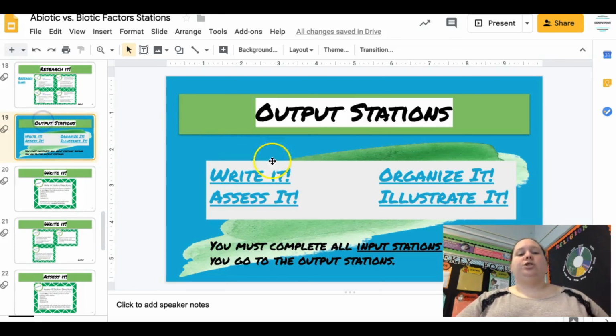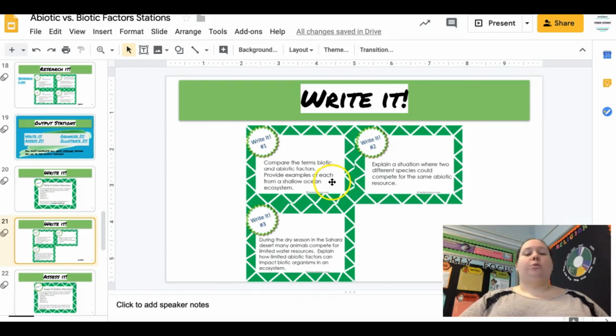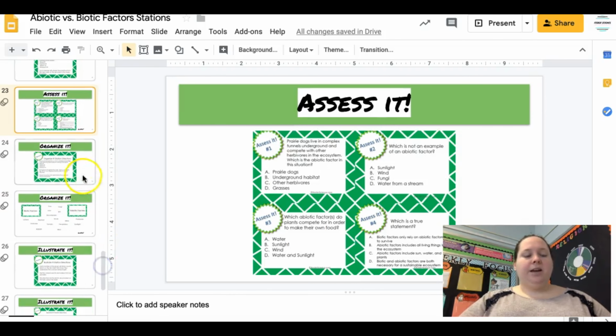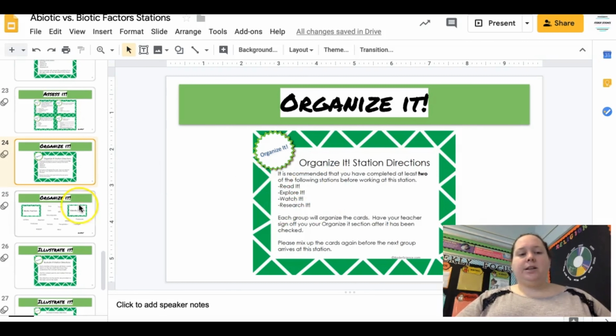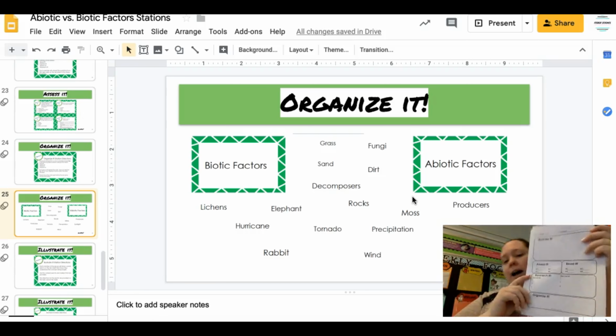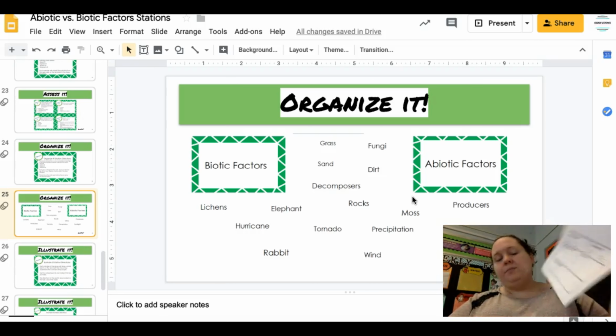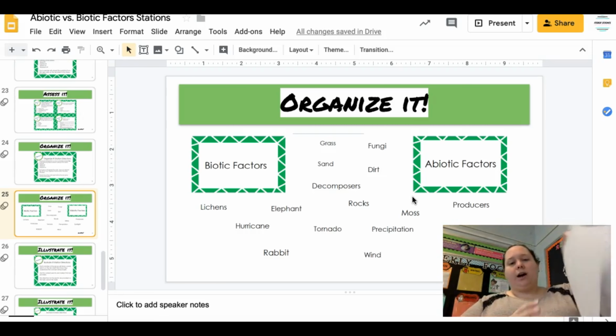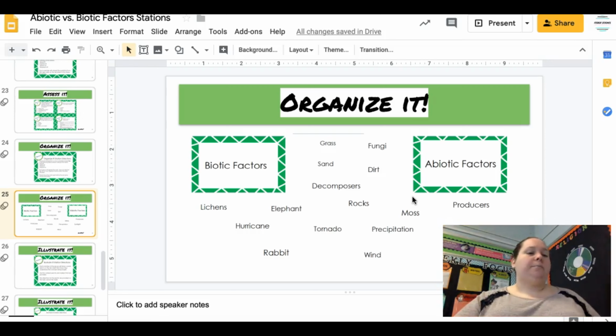For the output stations, you have write it, assess it, organize it, and illustrate it. So write it is more of like an open-ended short answer questions. Assess it are some multiple choice questions. And then organize it. Organize it asks you to take the words that I've put here and separate them into biotic and abiotic factors. And you're going to do that on your lab report down at the bottom where it says organize it. But you can also just use another sheet of paper or the back of your lab if you need more room, because there's nothing on it.